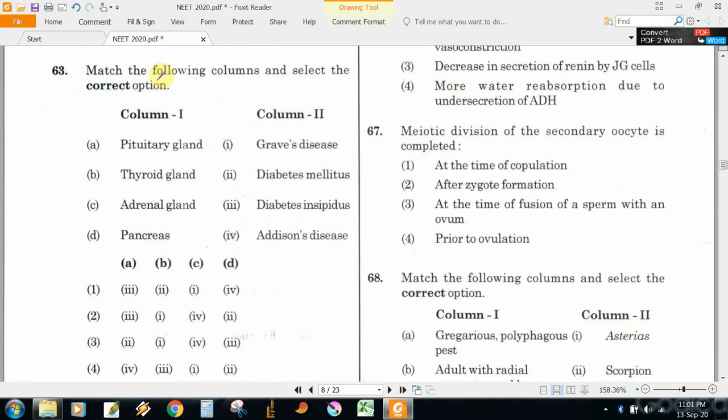So next one, again we are having a match the following kind of question. So mainly with respect to column 1, we are having pituitary gland and thyroid gland, adrenal gland, pancreas. Column 2, we are having Graves' disease, diabetes mellitus, diabetes insipidus, and Addison's disease, right? So let us match them properly. Pituitary gland, it is diabetes insipidus, right?